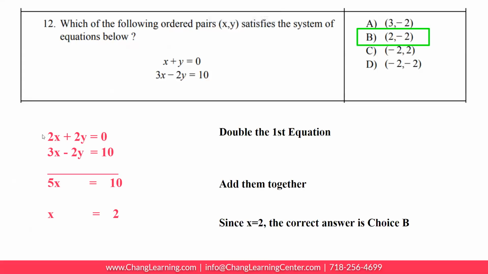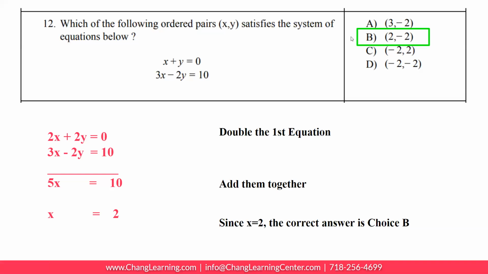So then we have 2x plus 2y equals 0. And then you can add column-wise. 2 plus 3 is 5x. 2y plus minus 2y, the y's cancel. And 0 plus 10 is 10. Now we add the equations together, and we've eliminated variable y. Divide both sides by 5, and x is 2.